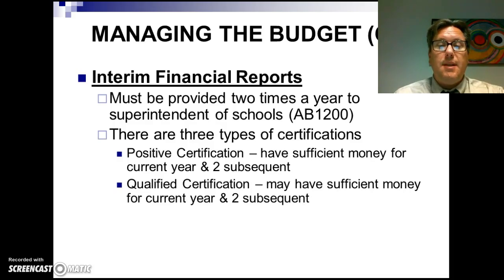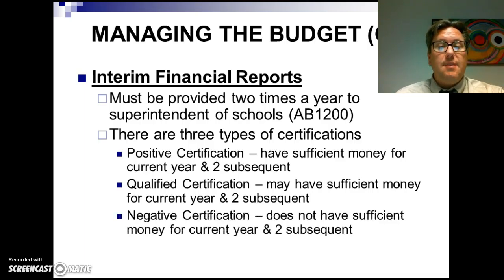Qualified certification means that you have the money for the year, possibly for the next 2 years, but it's not really at those reserve amounts that we showed a little bit earlier. Now the negative means you do not have sufficient funds for this year or the 2 years after for sure. Districts in negative certification go to the next step of having a review board come in and see what needs to be done to adjust through that process.